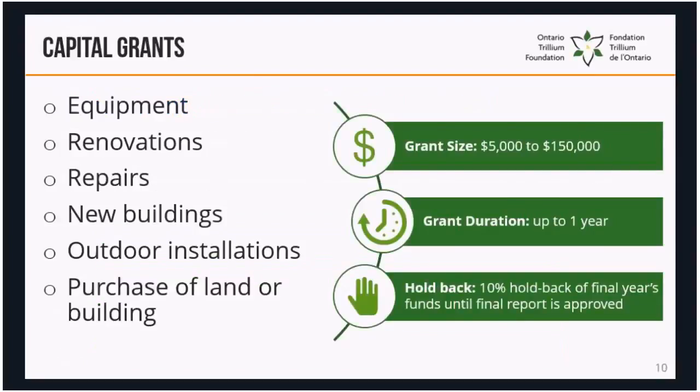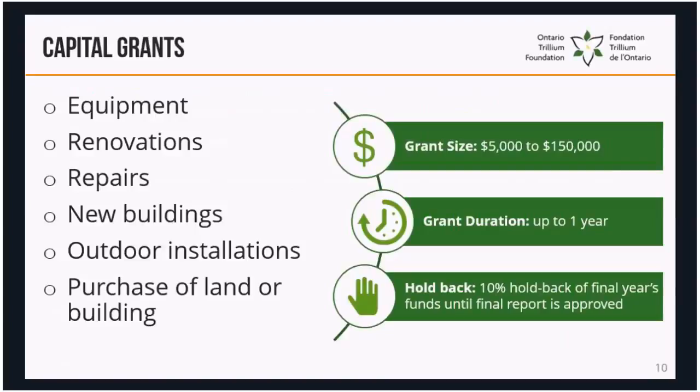So now let's talk a little bit about the capital stream itself. For the capital grant stream, the amount range is between $5,000 and $150,000, and the duration of your request is up to 1 year. We do a holdback of 10% of the funding, which means that 10% of your grant will be held back to be paid upon satisfactory review of the final report.